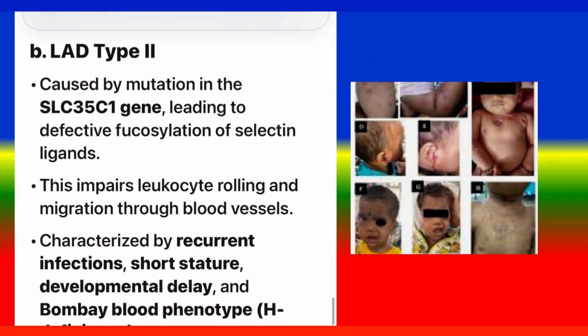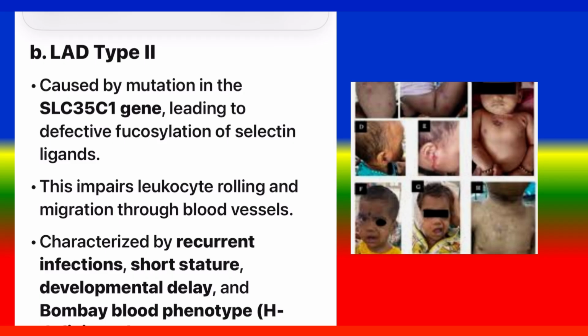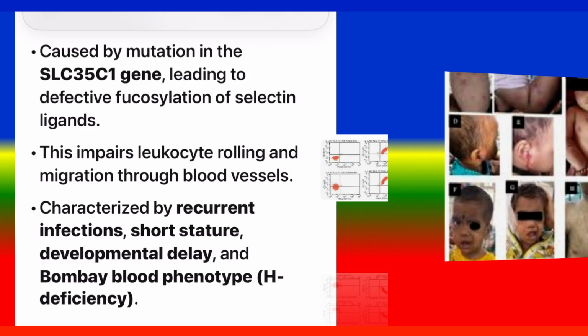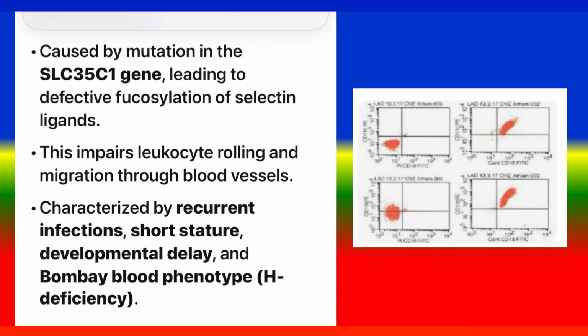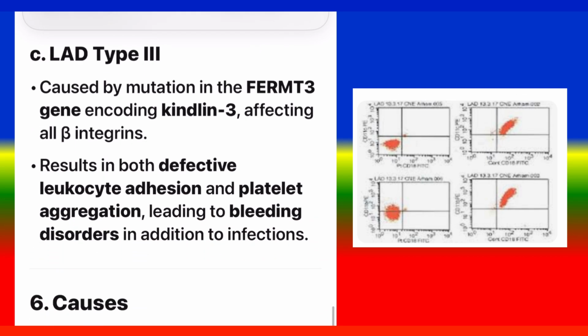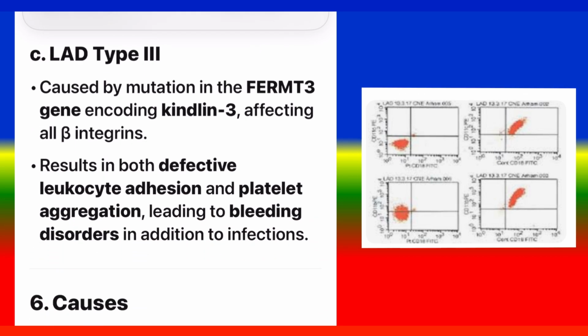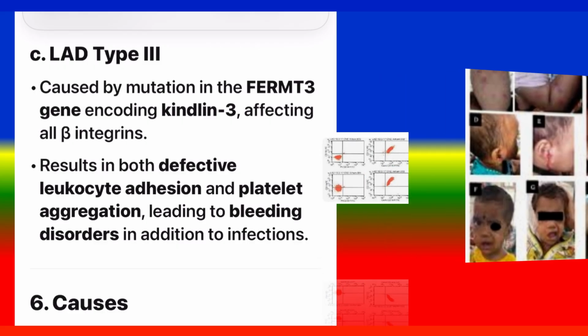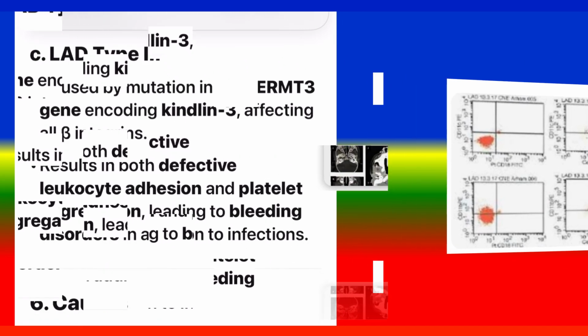B. LAD type 2, caused by mutation in the SLC35C1 gene, leading to defective fucosylation of selectin ligands. This impairs leukocyte rolling and migration through blood vessels, characterized by recurrent infections, short stature, developmental delay, and Bombay blood phenotype, H deficiency. C. LAD type 3, caused by mutation in the FERMT3 gene encoding kindlin-3, affecting all beta integrins. Results in both defective leukocyte adhesion and platelet aggregation, leading to bleeding disorders in addition to infections.